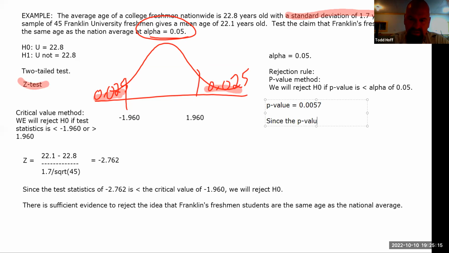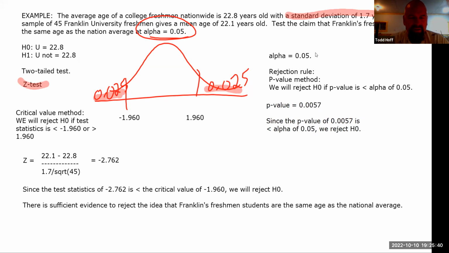So since the p-value of 0.0057 is less than alpha of 0.05, we reject the null hypothesis again. So that would lead us to that same conclusion. There is sufficient evidence to reject the idea that Franklin's freshmen are the same age as the national average. Well, that's not a terrible amount of work, but the calculator can make life a lot easier for us.